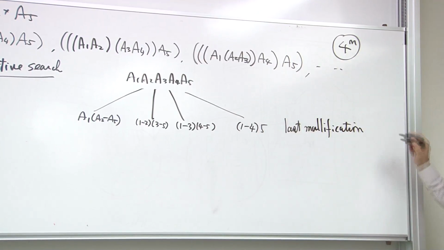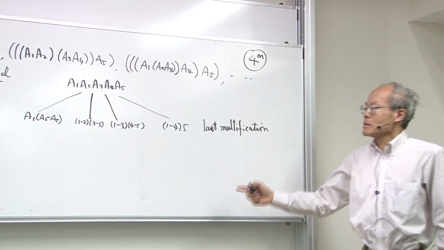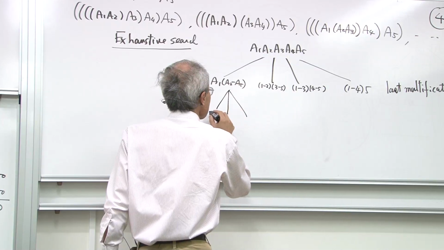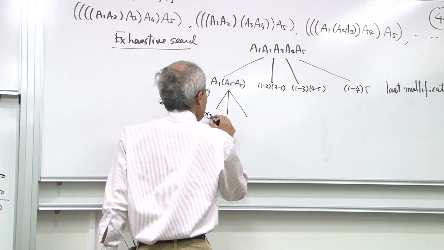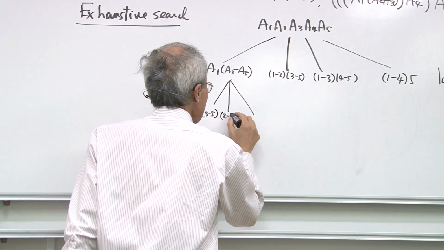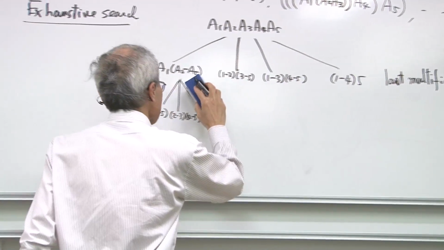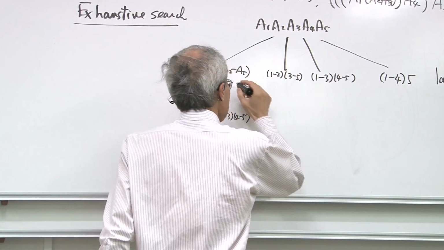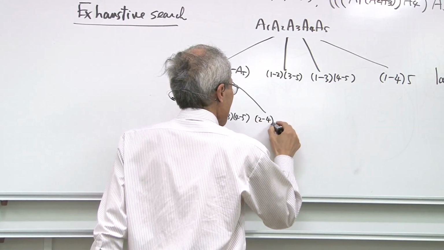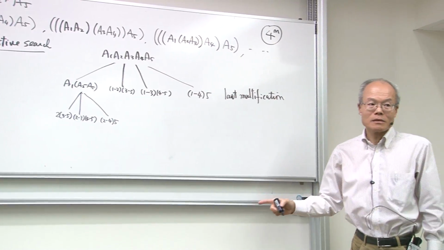Then the second last multiplication. For example, in this case, we have 3 possibilities here. So A2 and 3 through 5, and 2, 3, 4, 5, and we need more space, and 2, 4, and 5. So we have 3 possibilities.